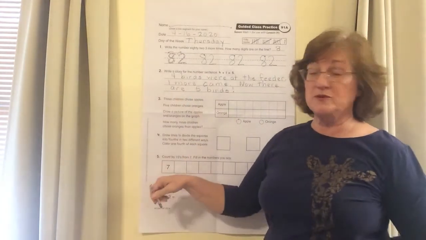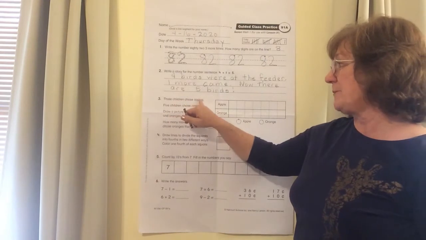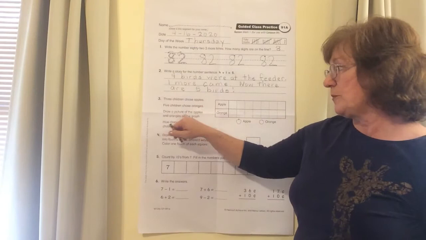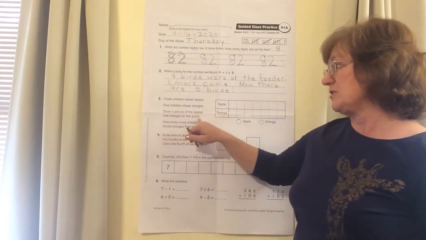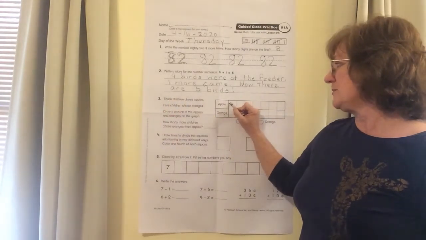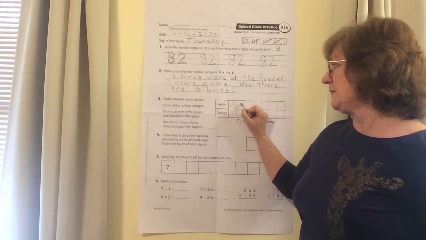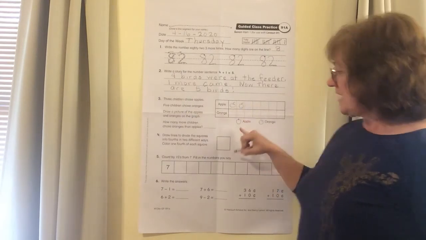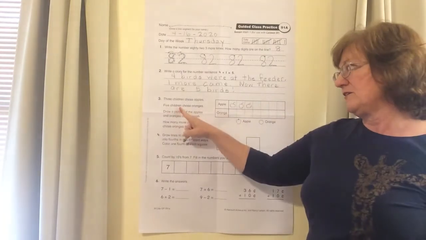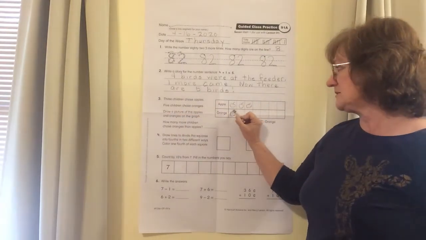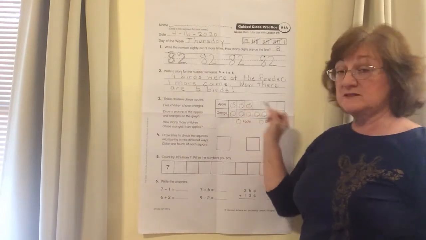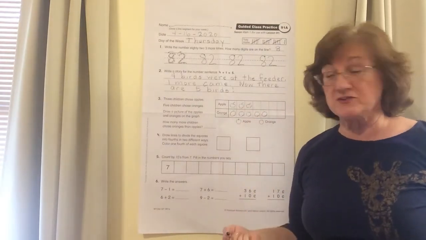All right, let's look at number 3. 3 children chose apples. 5 children chose oranges. Draw a picture of the apples and oranges on the graph. All right? So let's see. 3 apples. Just going to put a stem. You can copy their little picture. And 5 oranges. All right, this is called a pictograph because you drew pictures on it.